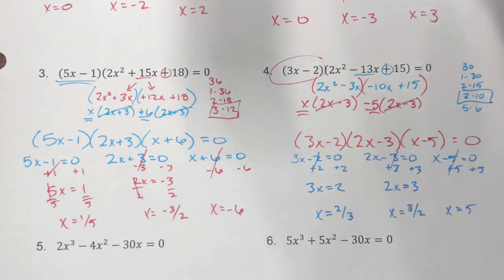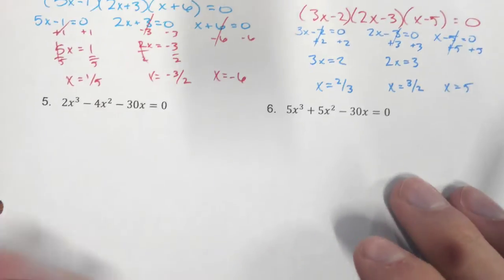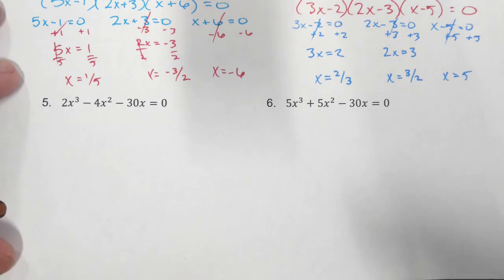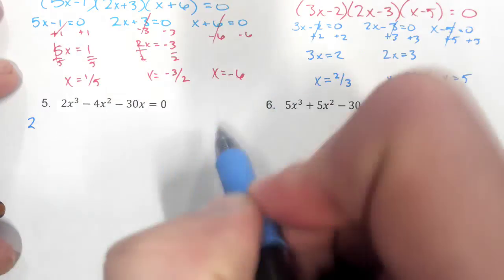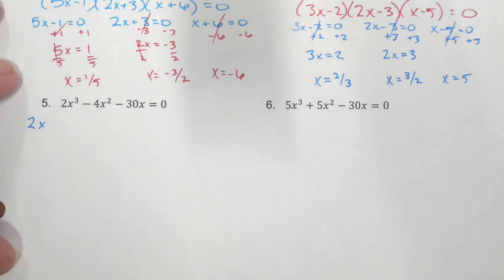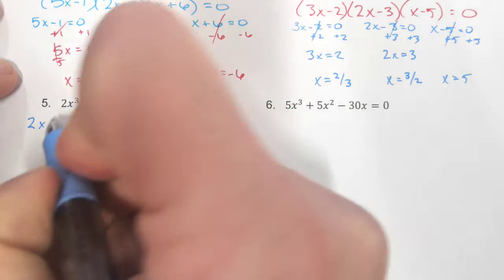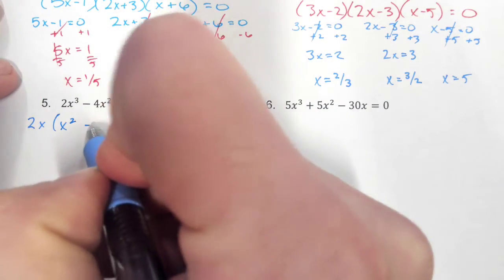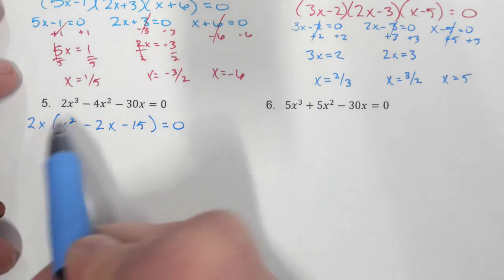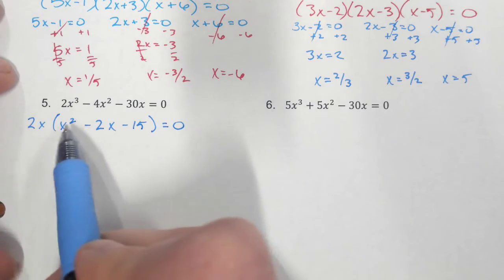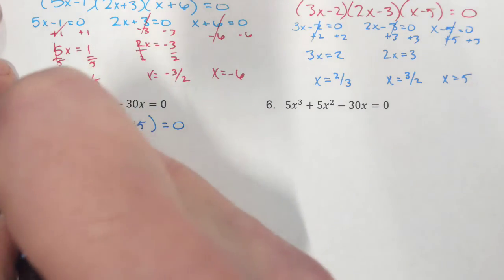All right, and then 5 and 6 are going to, again, be pretty similar to each other. Remember, your first step is their GCF. So all of these are divisible by 2, and there's an x in common. If you were to divide by 2x, that's going to leave you with x squared minus 2x minus 15, which is nice because we don't have to do the magic number. We can just go straight into the parentheses.